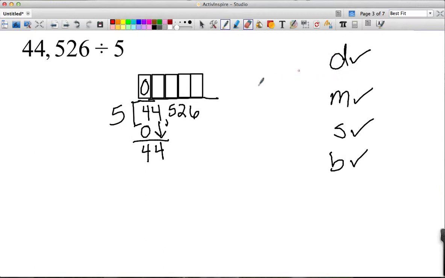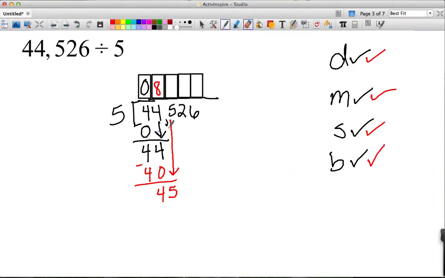Okay, so now I can divide. 5 goes into 44 8 times. 8 times 5 is 40. Now I can subtract and I get 4.